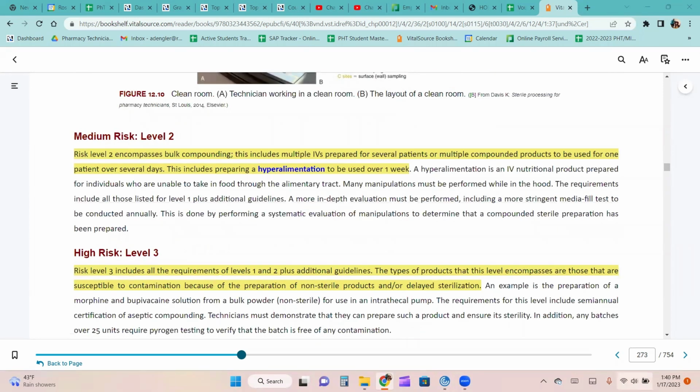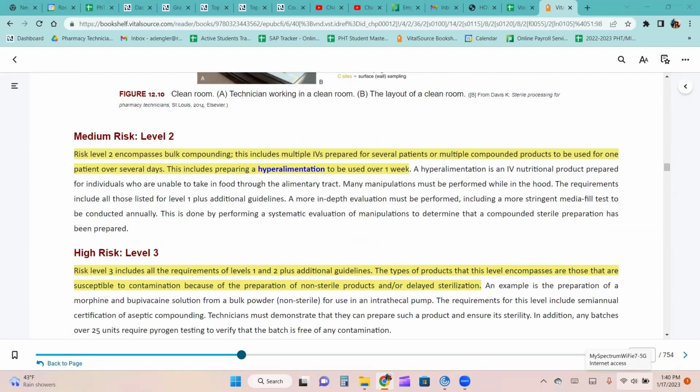Medium risk, level 2, encompasses bulk compounding. This includes multiple IVs prepared for several patients or multiple compounded products to be used for one patient over several days. This includes preparing a hyperalimentation to be used over 1 week.